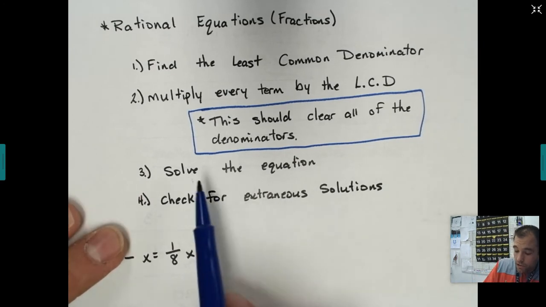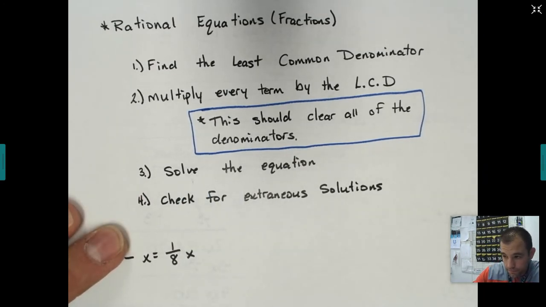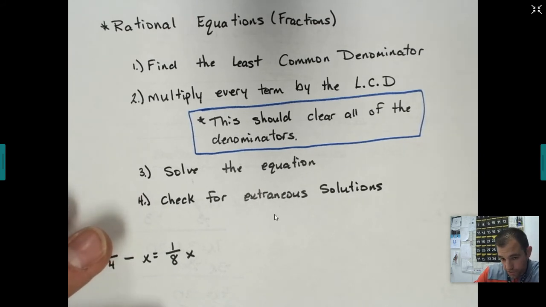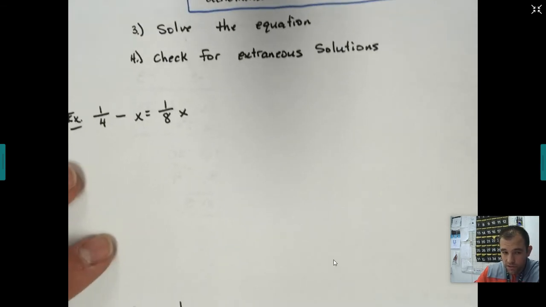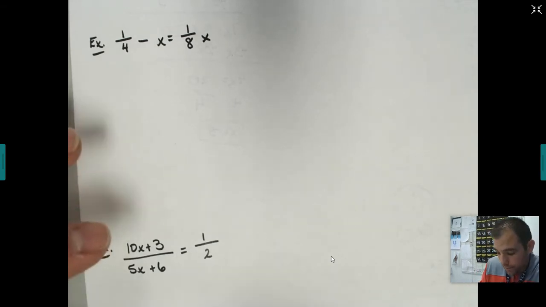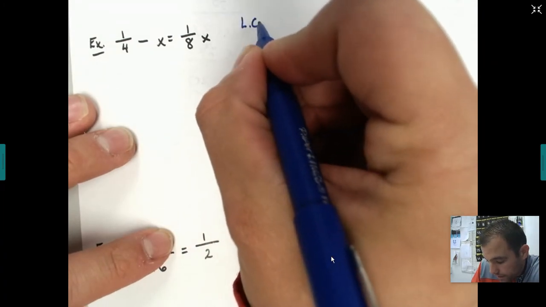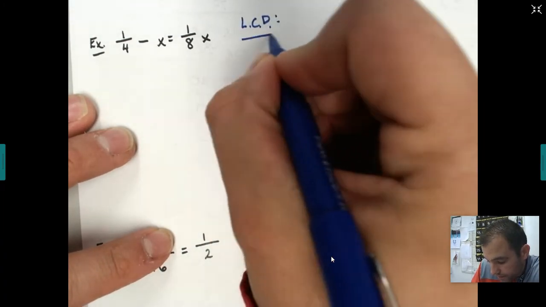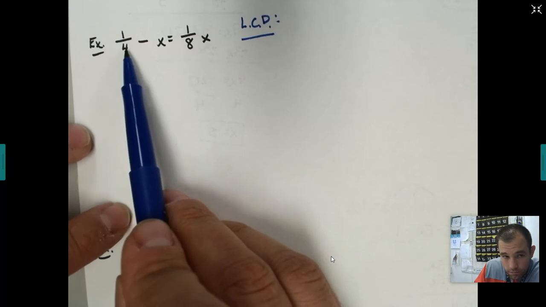Then we're going to solve it just like we did on the front. And then we have to check for what we call extraneous solutions. That's basically an answer that we got that doesn't actually solve the problem. And you'll see what I'm talking about in just a minute. So let's do this first problem: 1/4 minus x equals 1/8 x. What we need to do first is figure out the least common denominator, the LCD of this thing. So I have a 4.